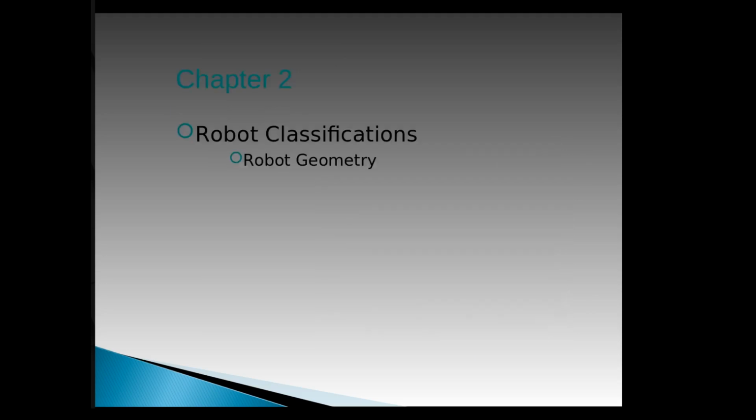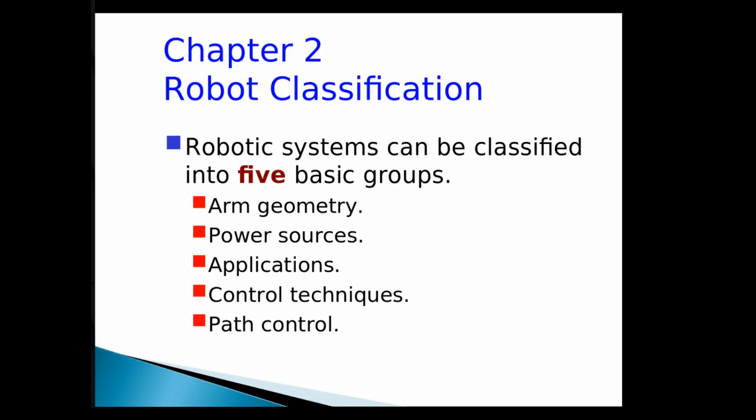Alright, so now we're going to get into the various geometries of the robot. Now there's lots of different classifications that are done on robots, and some of those we're going to talk about today is the arm geometry. Another is the power sources, which we kind of mentioned before; we'll go into more detail on those. Applications: what application is this robot being used for? And control techniques and path control. We'll be discussing all these over the next few weeks.